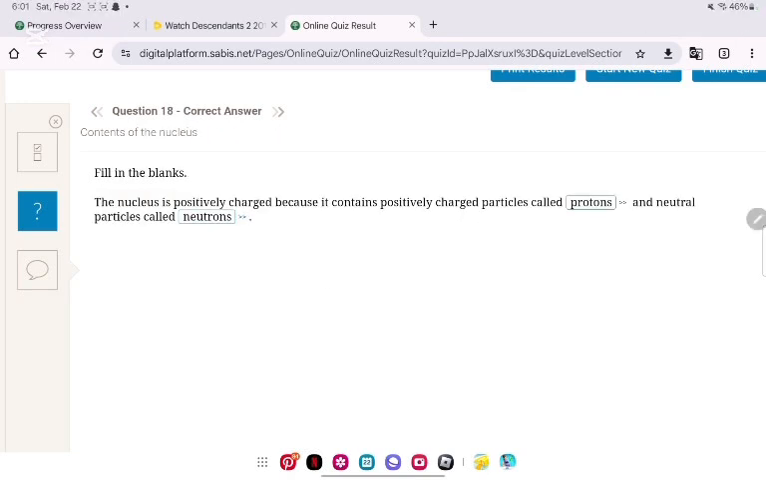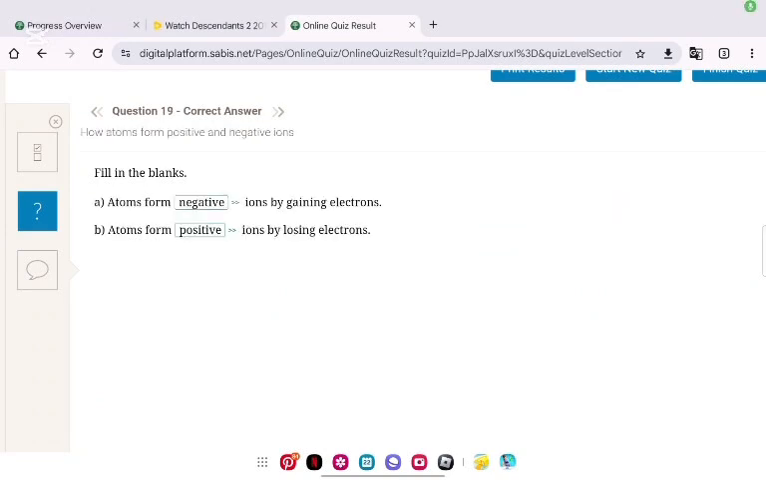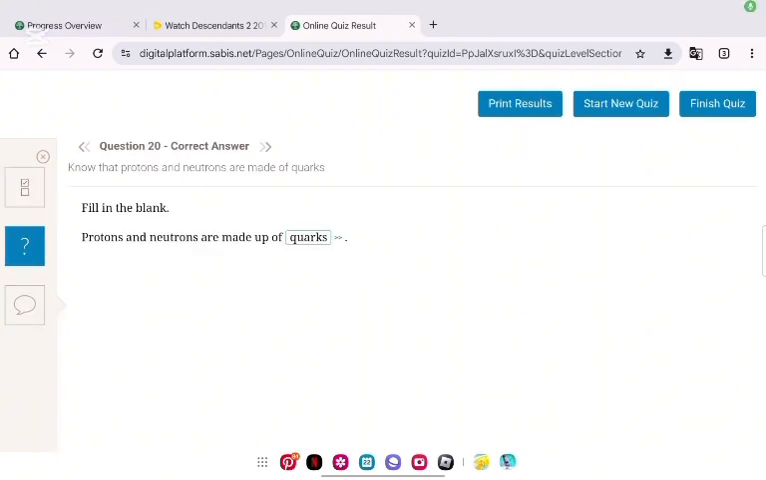The nucleus is positively charged because it contains protons and neutrons. Protons are positive and neutrons are neutral. Okay, so we know that electrons are negative. So if they gained negative charges, the atom would be negative. But if it lost negative charges, the atom would be positive. Very easy, common sense. Okay, this question you memorize.